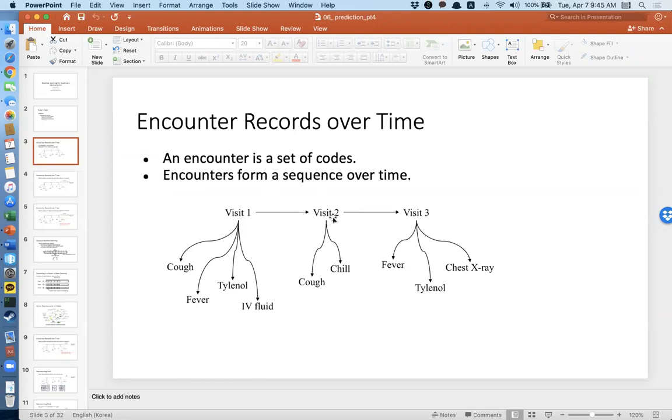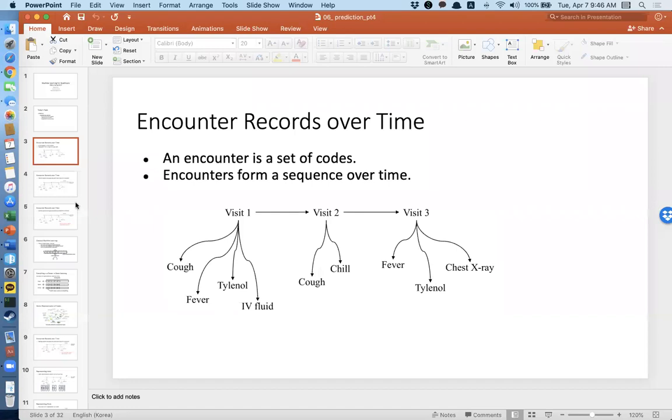And then the next time the patient visits the hospital, it's pretty light. It's cough and chill only. So the patient was diagnosed with cough and chill. And then the next time, the patient was diagnosed with fever, and again, Tylenol was prescribed. And this time, the patient got a chest x-ray, so a new procedure. So you can see a patient record for a single patient can be viewed as a sequence of a set of codes. This is a set of codes, this is a set of codes, this is a set of codes, and it forms a sequence. So it's a sequence of sets of codes.